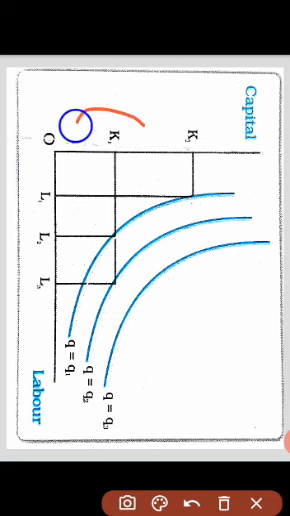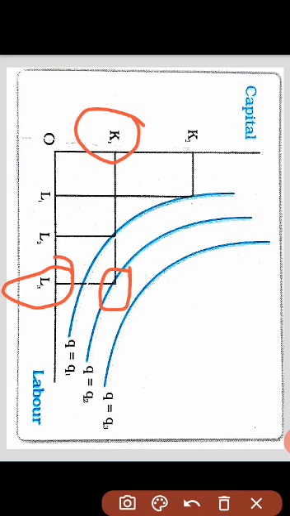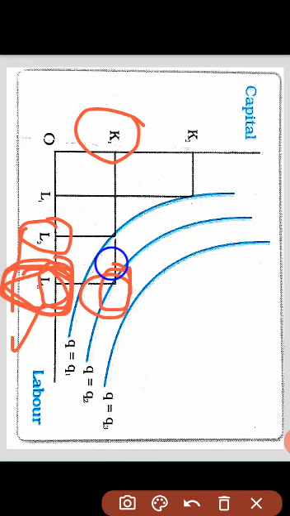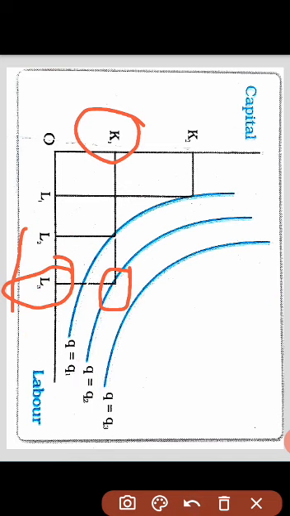When it comes to K1 and L3, it is the point located at Q2, which gives a higher output because you are using more labor. From L2 you are moving towards L3, which is the higher level. So the point will come on Q2, which is the higher isoquant curve.